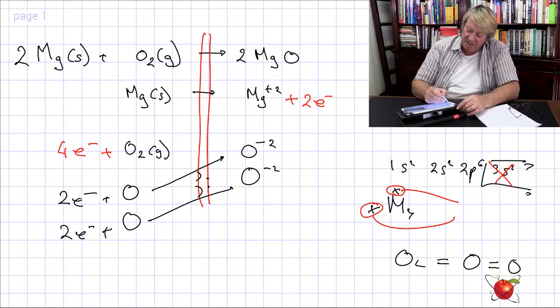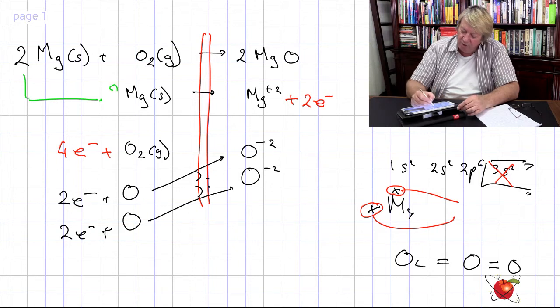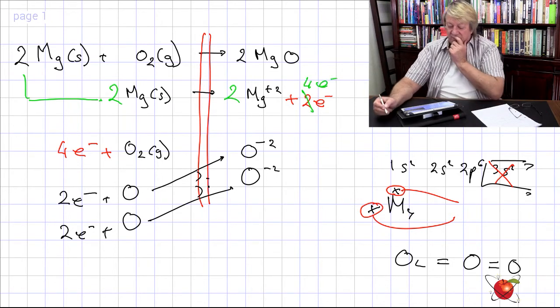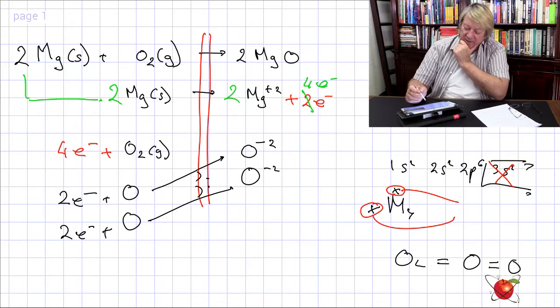Where did the electrons come from? Well, they came from the other side of the equation, from the magnesium. I haven't yet balanced this magnesium because I need to bring the balancing number down. So I'm going to multiply through by 2, and then this becomes 4 electrons. All right? Now can you see what has happened?